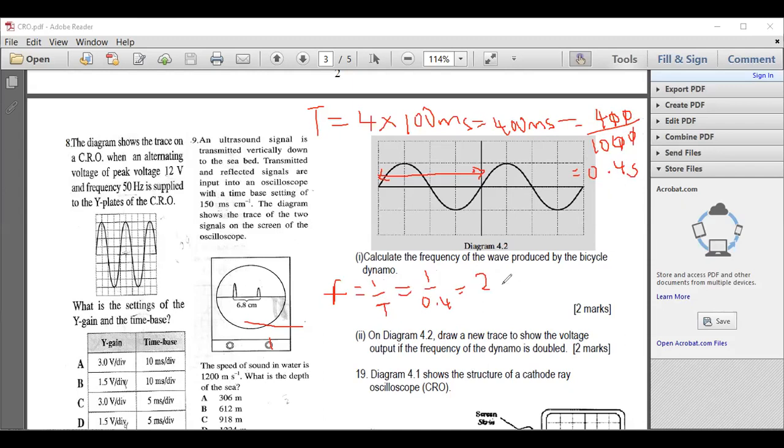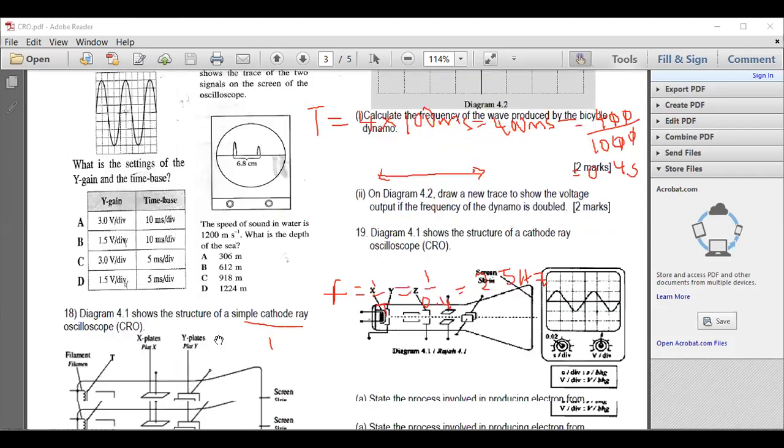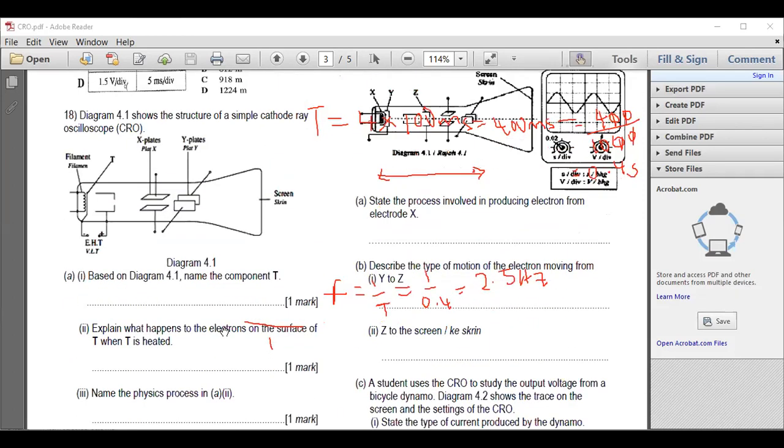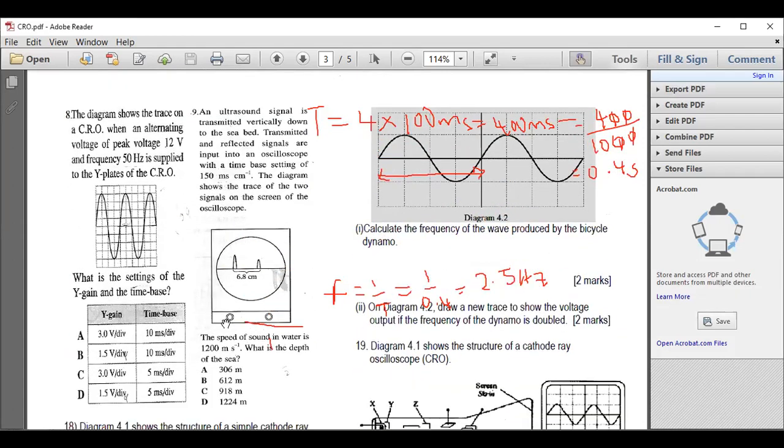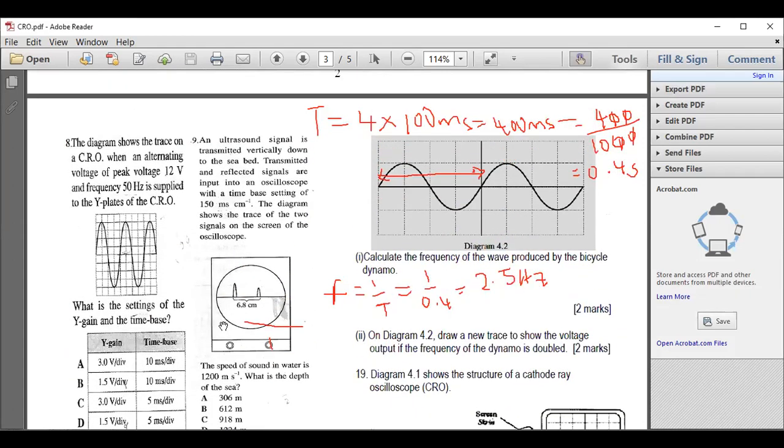Oh, it's 2.5. 100 millisecond per division, so 400 divided by 1000 is 0.4. So 1 over 0.4 is 2.5 Hz.